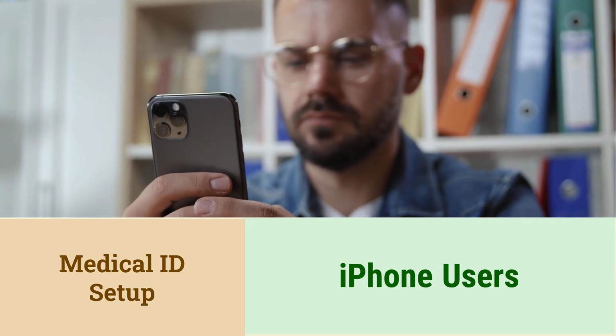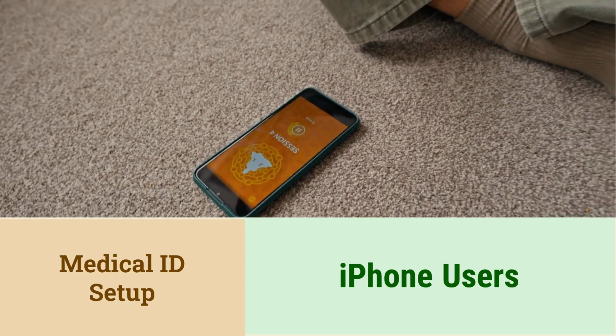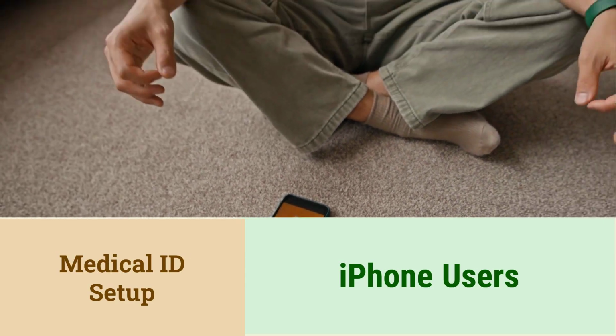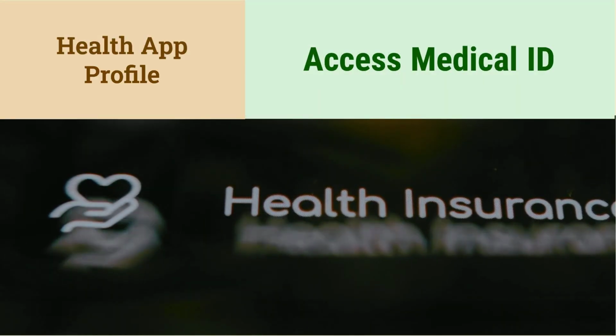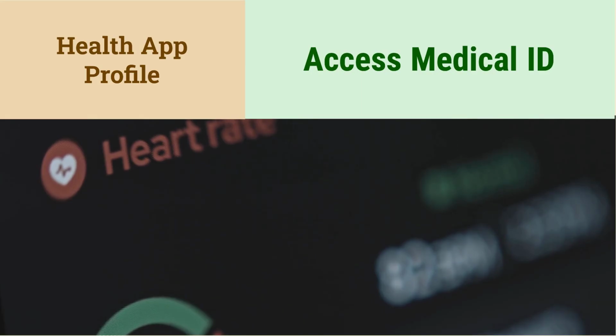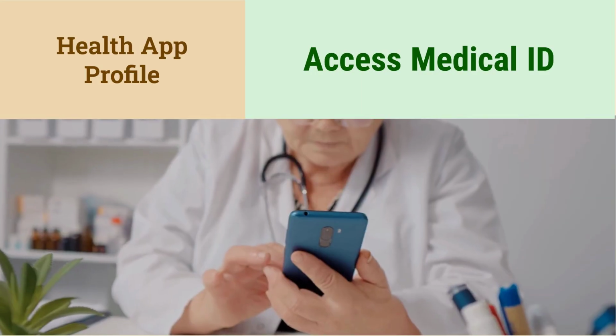Open the Health app on your iPhone. You'll usually find it on your home screen. Once in the Health app, tap on your profile picture, which is typically located in the upper right corner. From there, select Medical ID.